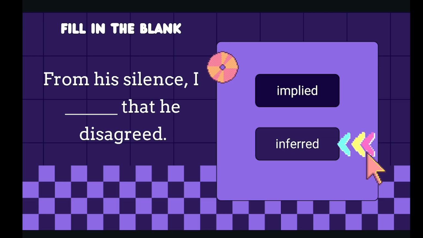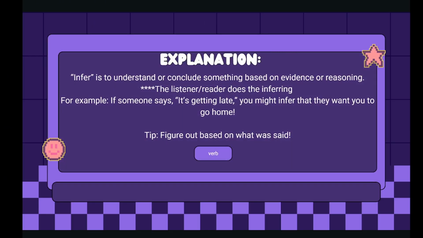We're going to start with infer. So infer is to understand or conclude something based on evidence or reasoning. Now, this is a key point. The listener or reader does the inferring, not the speaker. So, for example, if someone says, it's getting late, you might infer that that person wants you to go home based on what they said. So that's also a tip, is figure out based on what someone said or what something was written. And remember, it's the listener or reader, not the speaker.